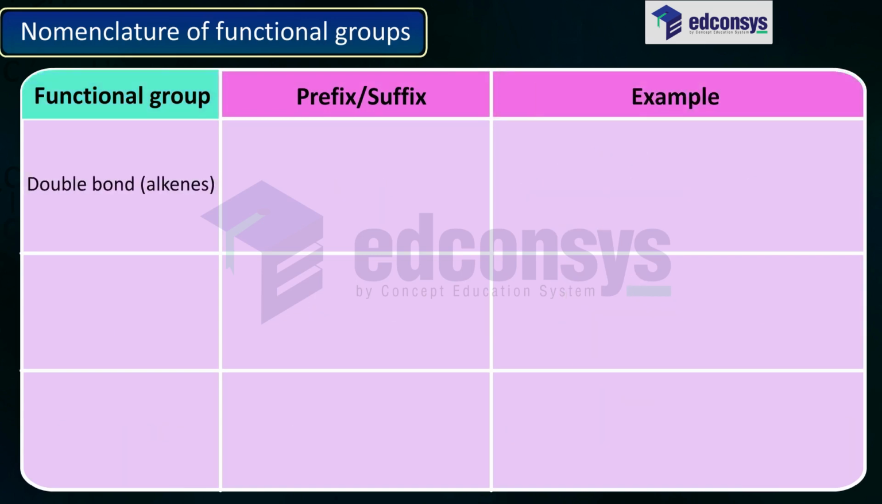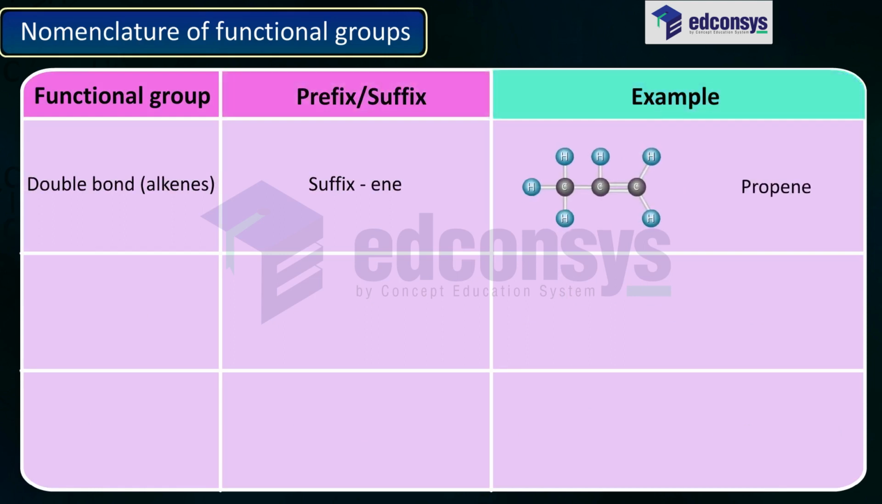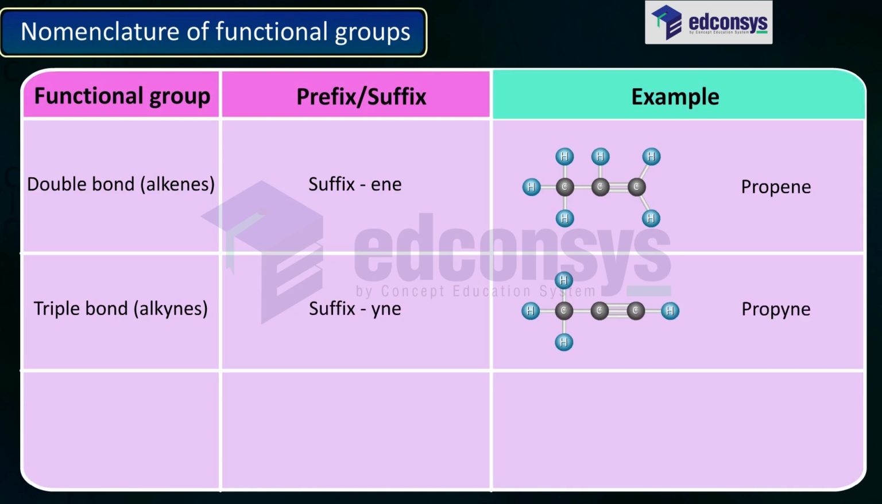Functional group: double bond, alkenes. Suffix: -ene. Example: propene. Functional group: triple bond, alkynes. Suffix: -yne. Example: propyne.